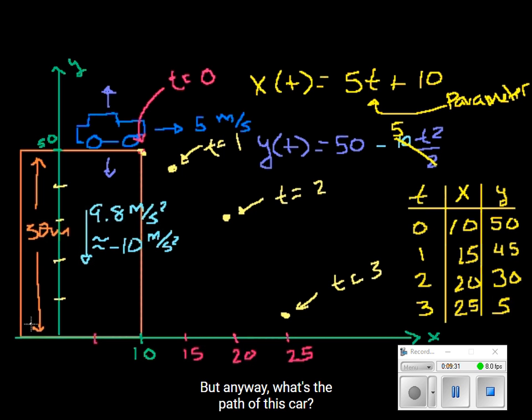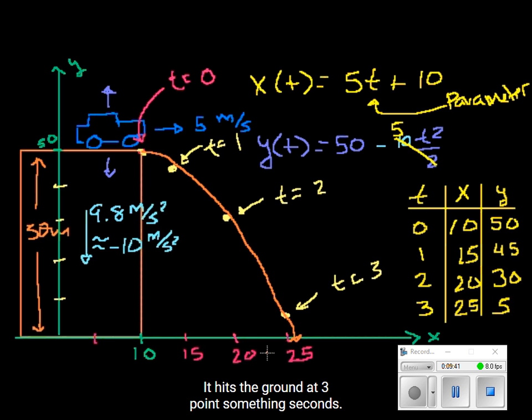But anyway, what's the path of this car? It's going to look like this. It starts getting accelerated downwards, and then plunk, it hits the ground at a little over 3 seconds. Now, what was interesting here is that by setting the parameter, not only did we get the curve, we got this curve, which is kind of half of a downward tipping parabola. And we can actually eliminate the t and just get the equation for that.